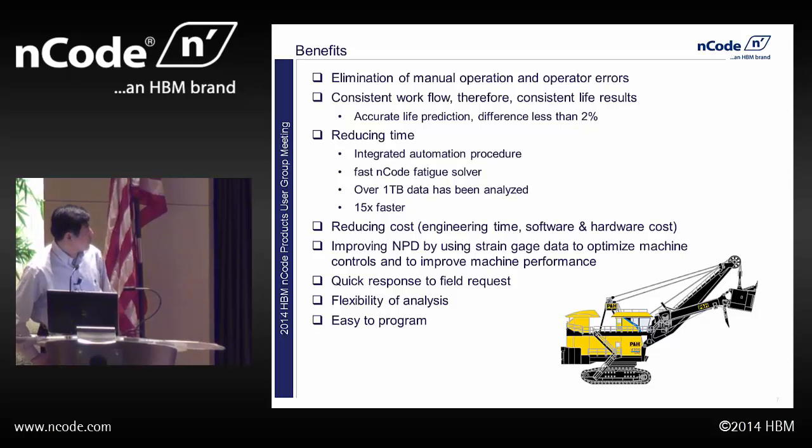So the benefits are pretty obvious. First, we eliminate the manual operation from this procedure, which means we don't have those operator errors anymore. It's also a constant workflow, therefore we get constant life results, because all those parameters have been predefined, so you don't need to do anything to change that. Compared to the results from the previous solver we had, it's pretty accurate. The difference is less than 2%. So the time is reduced dramatically.